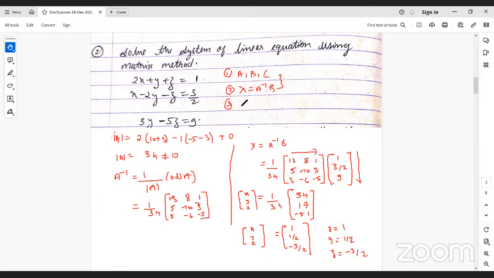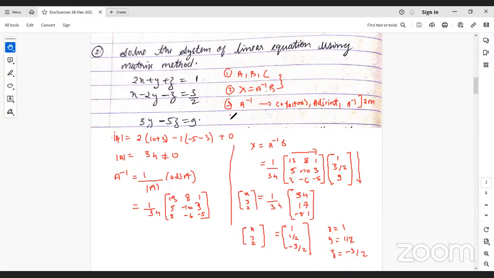Then we have to find A inverse. To find A inverse, we need to find the cofactors, and after finding the cofactors we need to find the adjoint, and using the adjoint and the determinant we find the inverse. This is a very important step and it will fetch you 2 marks. One step is for finding the adjoint, and one step is for finding the determinant.